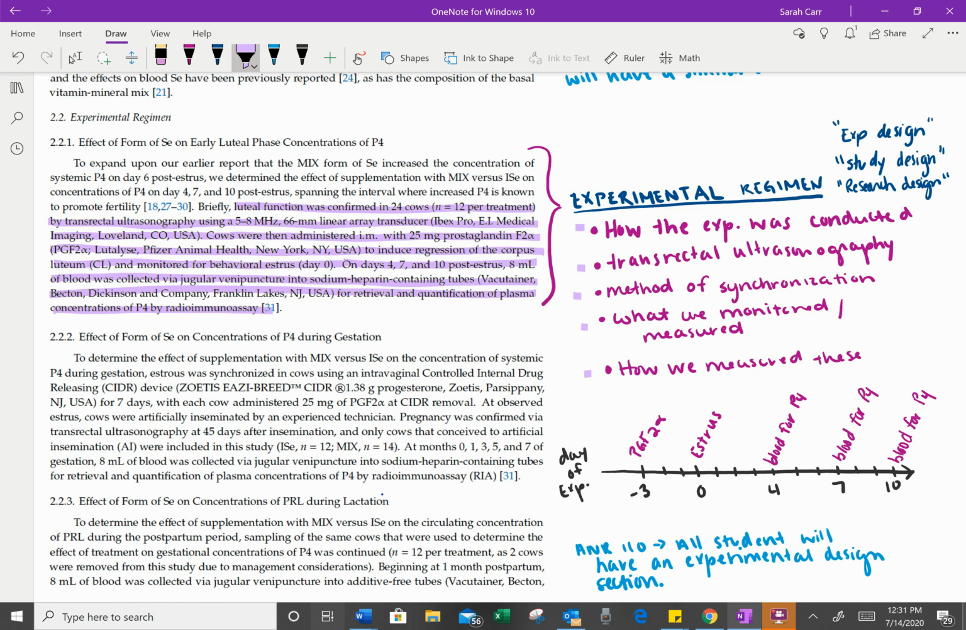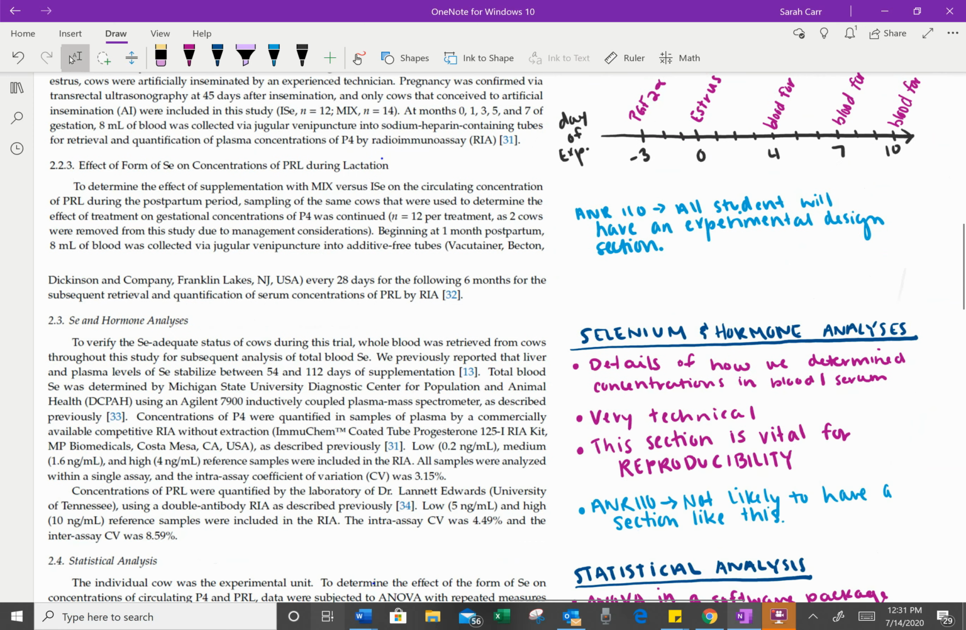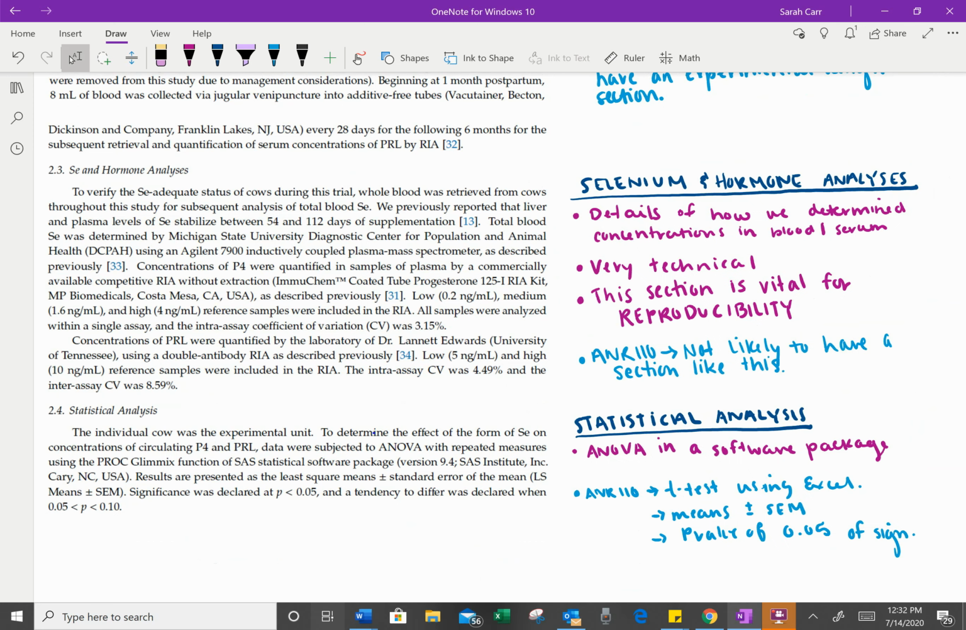That might have got a little complicated. If you have questions, feel free to email me, text me, catch me in class. All students in this course for your paper will have a section similar to the experimental regimen or experimental design. In this paper, we had something called the selenium and hormone analyses. This will not be required for our course.